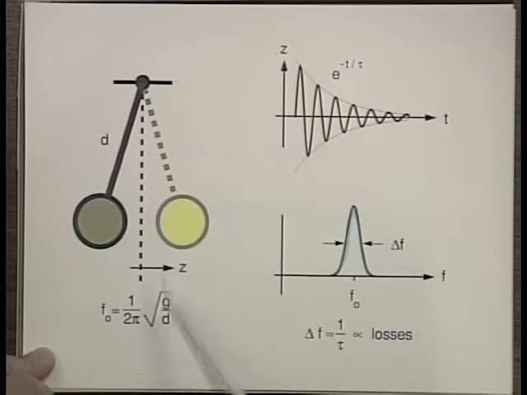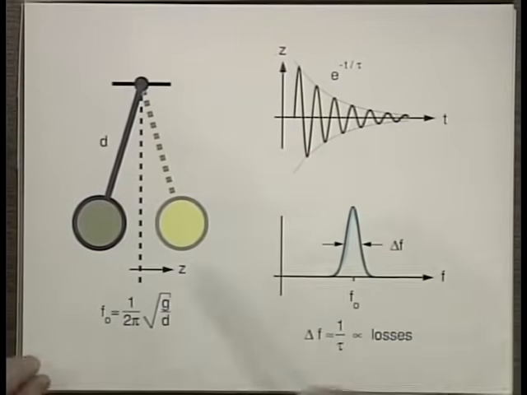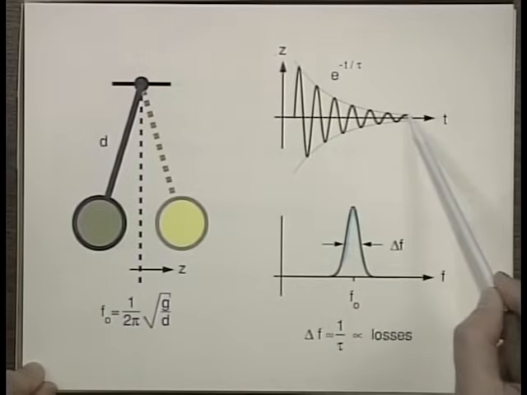And the frequency of this oscillation is given by 1 over 2 pi, the square root of g, the acceleration of gravity, divided by d, the length of the pendulum. So the longer d is, the smaller the frequency of oscillation. But as we can see, this oscillation dies down.